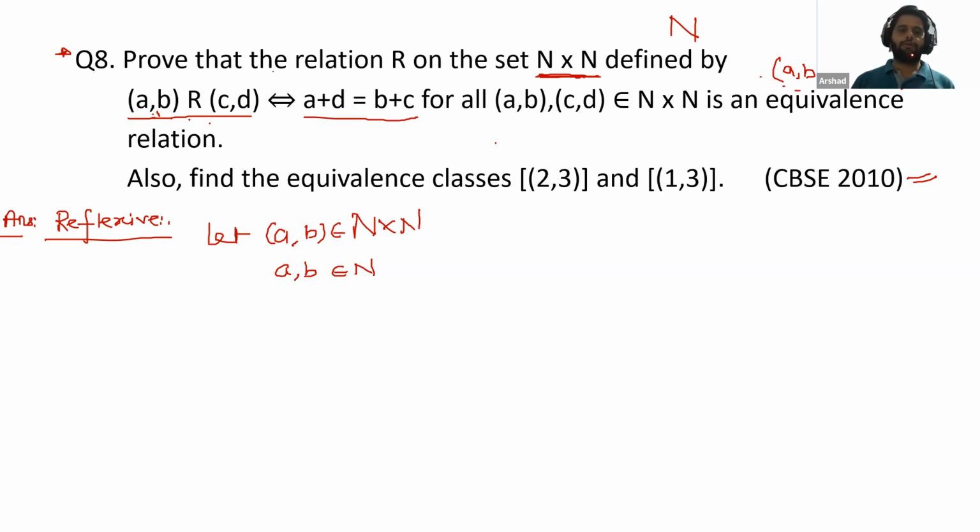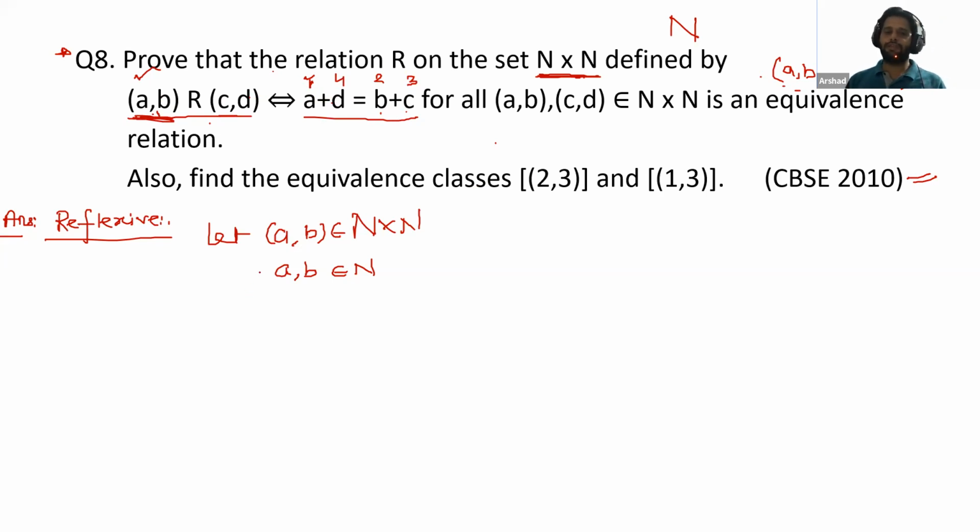Now please analyze this relation. If you take an ordered pair and a second ordered pair, what is the condition? Take the first element of the first ordered pair, take the last element of the second ordered pair. Then take the second one and then the third one. This is first, this is fourth, this is second and third. So this is the condition.